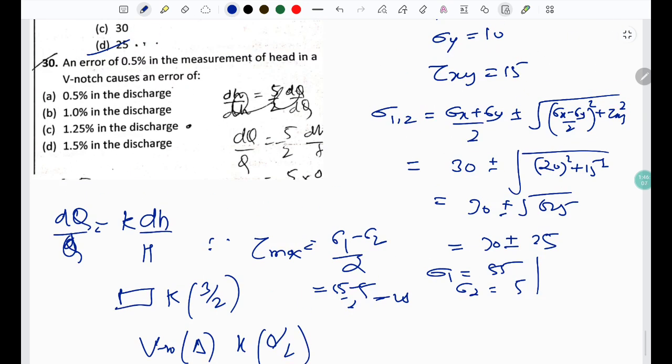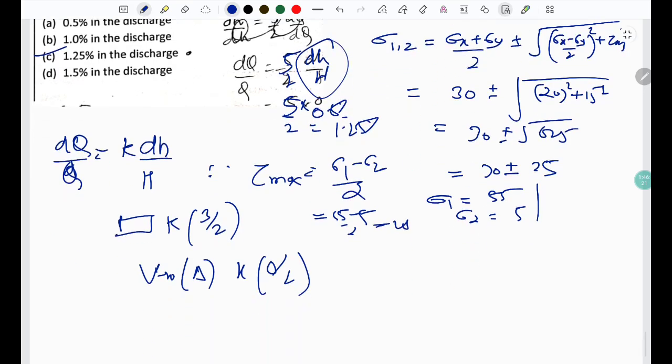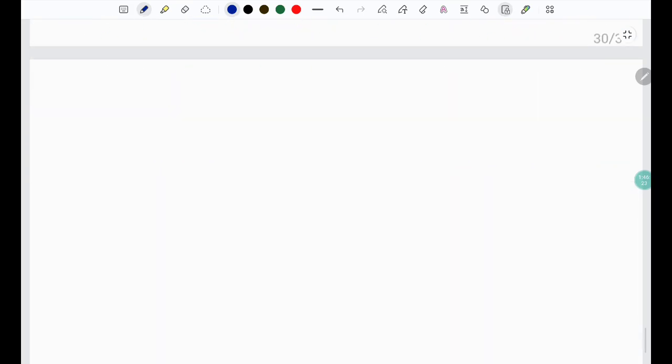So simply dQ by Q will be 5 by 2 into dH by H. Error in the measurement of H is itself dH by H. So 5 by 2 times 0.5% will be 1.25%. Hence C will be the correct answer. Let's see the next questions.